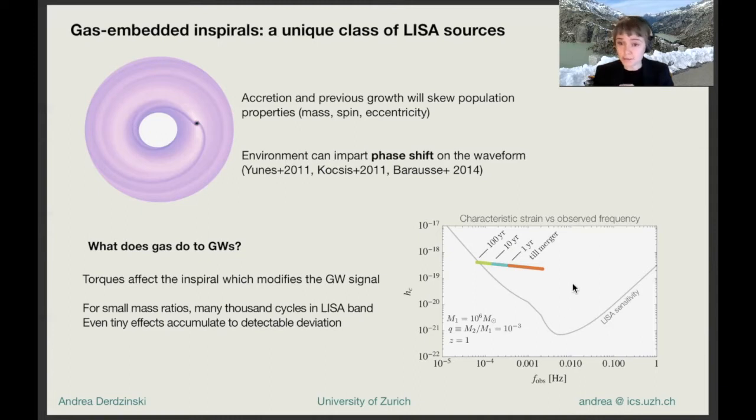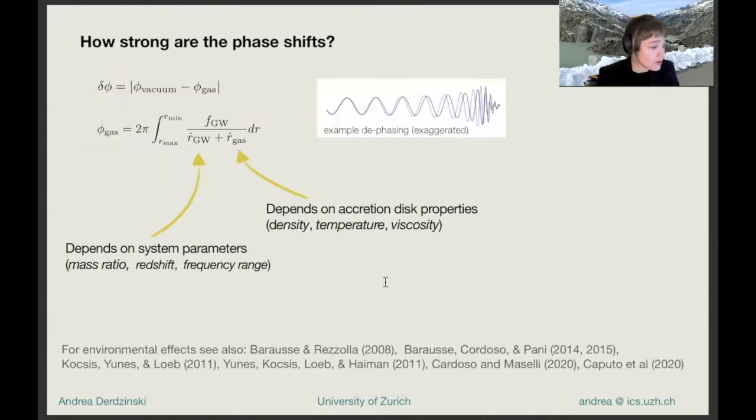For an example IMRI, it's a mass ratio of 10 to the minus 3. And I'm pointing out just how long it can spend in the LISA band, assuming it's circular. And also how high of an SNR it can obtain, which you can see as the area under this curve above the sensitivity. So how strong are the phase shifts?